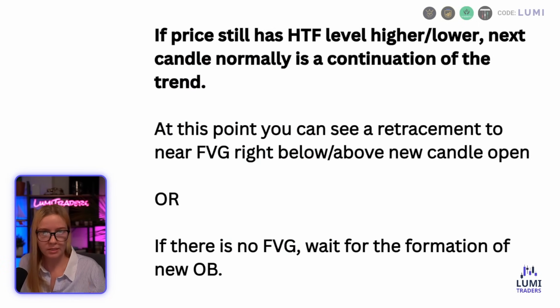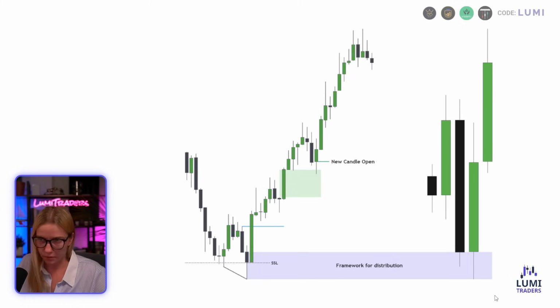Okay. If price still has high time frame level higher or lower, next candle normally is continuation candle, right? Continuation of the trend. At this point, you can use retracement to near fair value gap, right below or above new candle open, or if, let's say, we don't have any near fair value gaps, that's important, we're going to wait for the formation of new order block. Let's take a look at examples.